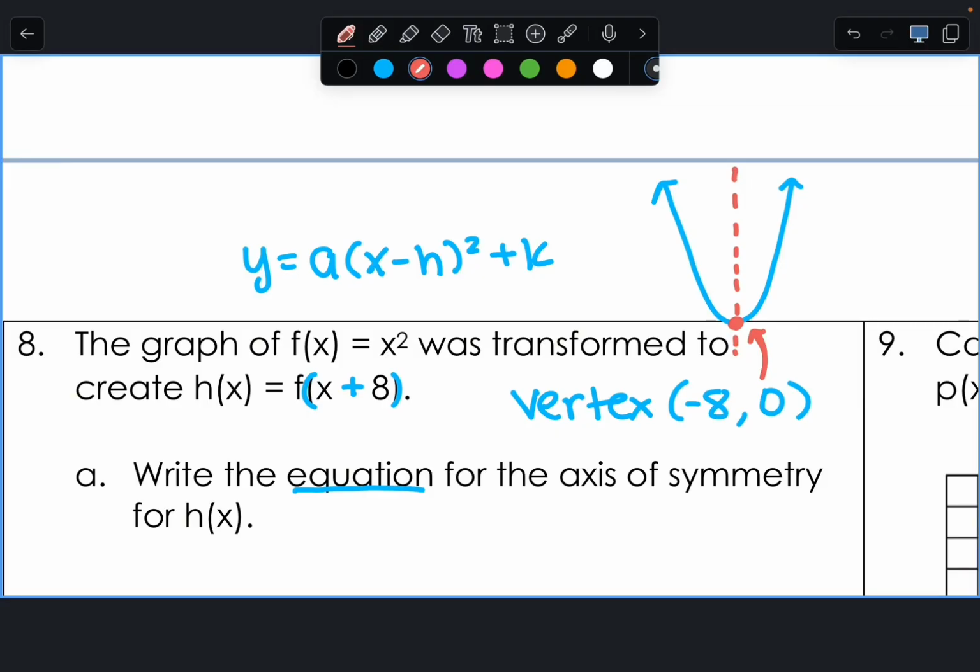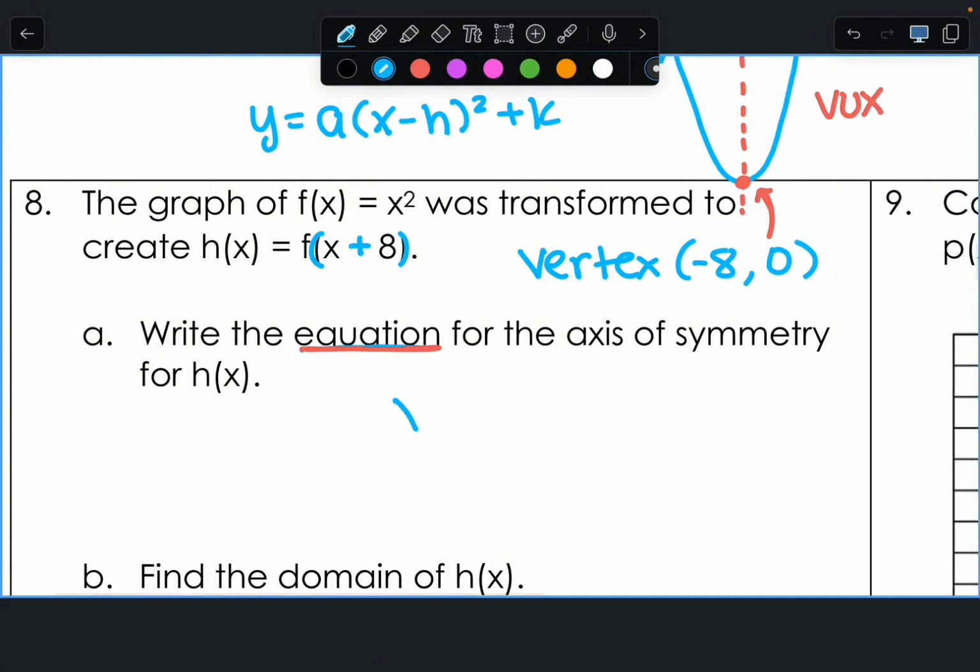We use X to help us with vertical lines. What letter helps us with the equation of a vertical line? So whenever you write the axis of symmetry, it must be written as x equals a number. And in this case, x is equal to what number of the vertex? -8. So that was the only acceptable answer for part A. And this was on the translations homework.